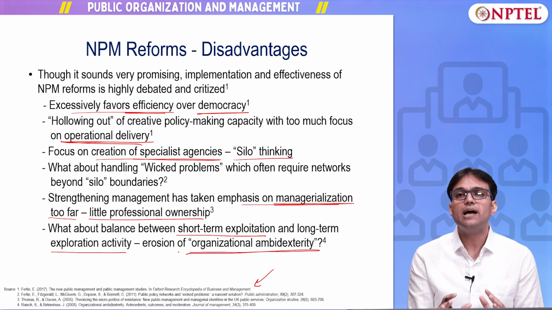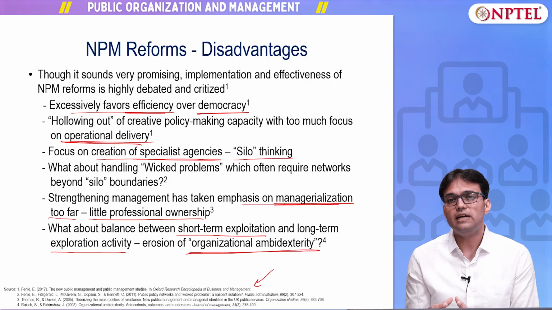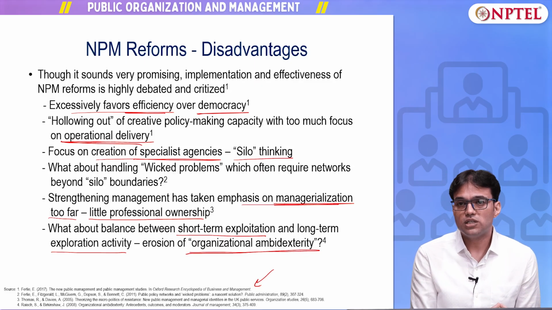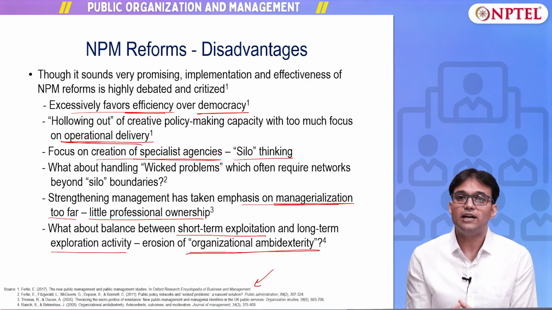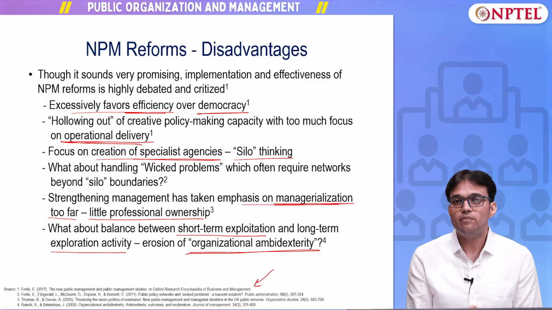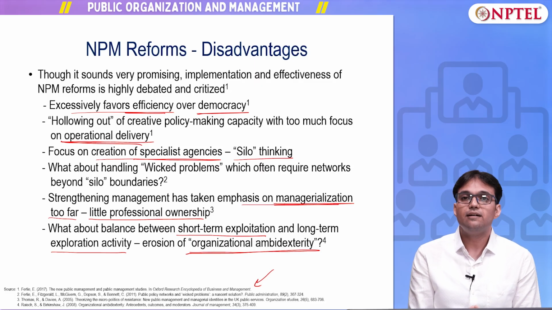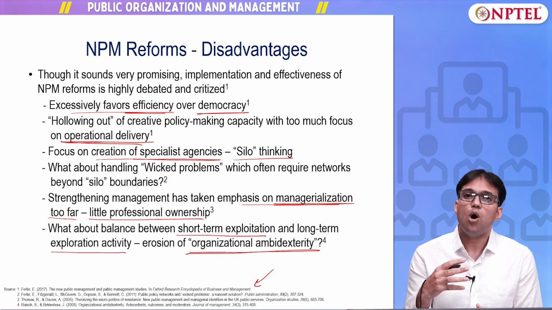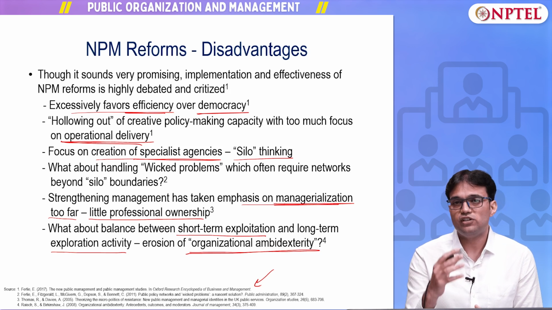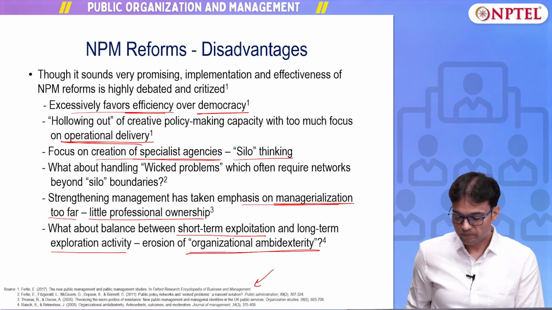Ambidextrous means that you need to balance your priorities in terms of short term versus long term exploration. What do you want to achieve in the long term and what in the short term? So you need to balance this. But when you focus too much on the NPM reforms, the entire focus becomes short-term exploitation, increasing the operational delivery and efficiencies of the organization, right?